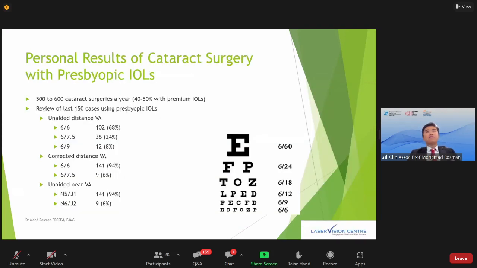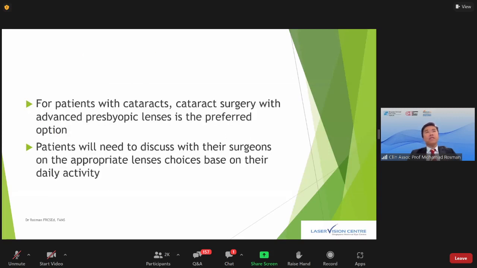Results with current presbyopia lenses are very good. This is my result for the past 150 cases. Generally, a lot of patients do get good far vision and near vision uncorrected. So in general, for patients with cataract surgery, advanced lenses are a preferred option, but of course, they need to discuss with the surgeons on the appropriate lenses.